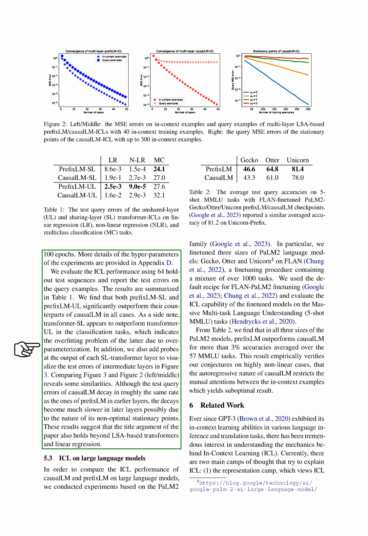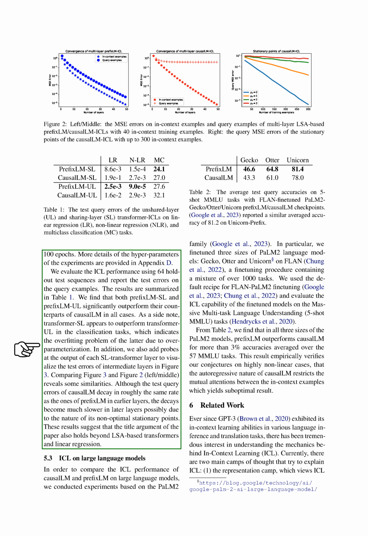We found that both prefixLM-SL and prefixLM-UL significantly outperformed their CausalLM counterparts in all cases. Interestingly, the shared layer transformer seemed to outperform the unshared layer transformer in classification tasks, suggesting that the latter may be overfitting due to having too many parameters.